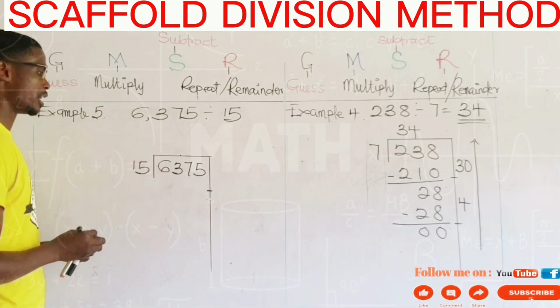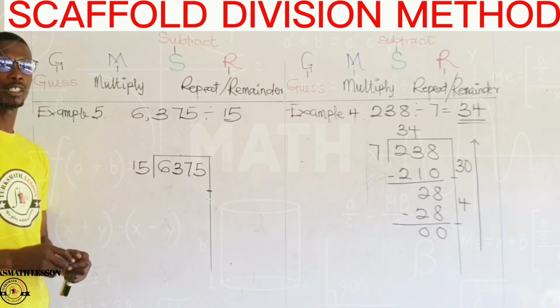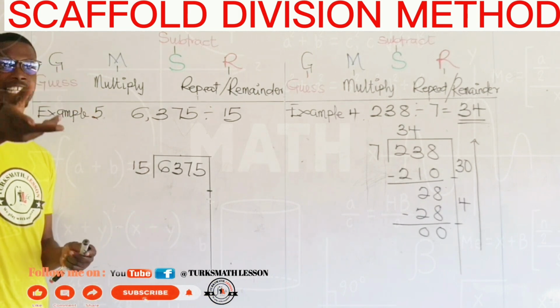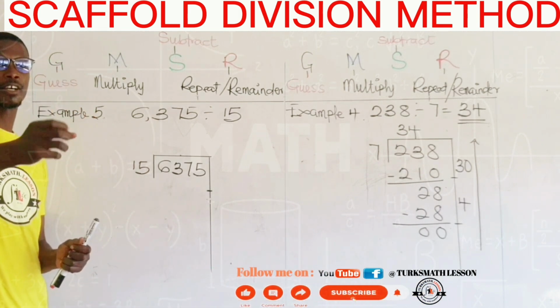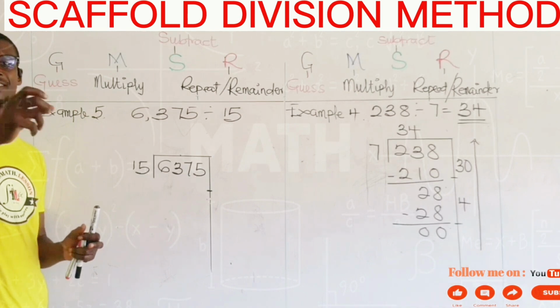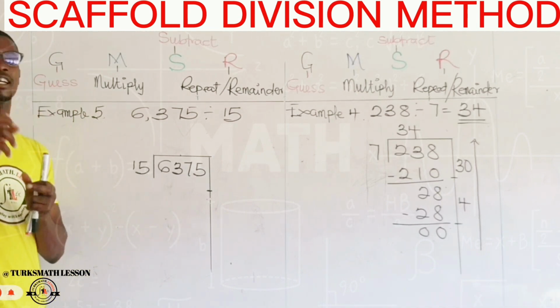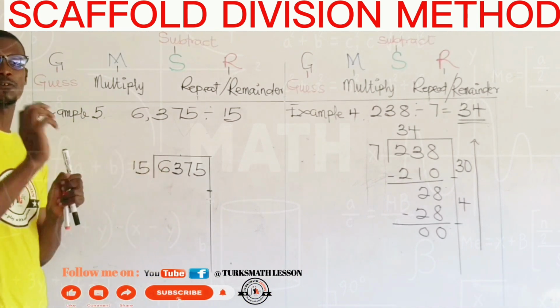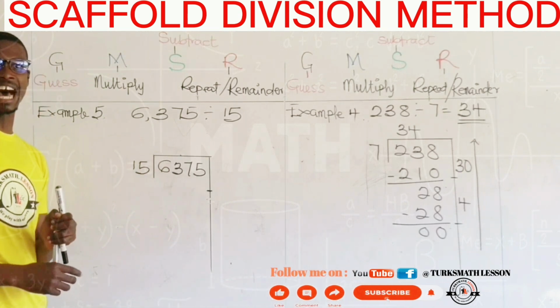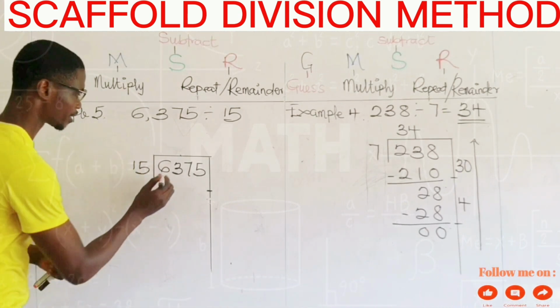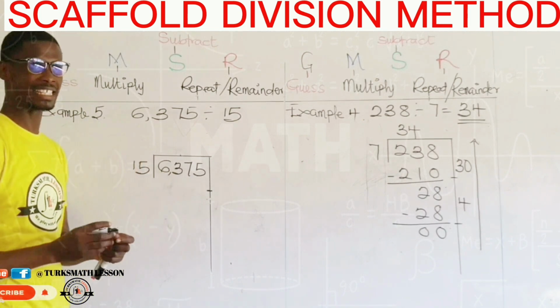So how many digits are you going to get now? Three. Why are you going to get 3 digits? Because the dividend is in 4 digits. Because the dividend is in what? 4 digits. Very good. Now, let's guess.